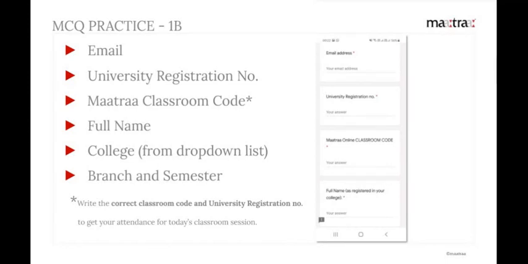Just to let you all know, you put in the wrong details, you'll not get attendance. If you're in the wrong batch, you'll not get attendance. You put in the wrong classroom code, you'll not get attendance. So please make sure that you're checking each and every piece of information you're putting in. From the drop-down list, choose your college, choose your branch, choose your semester, right? All the information once you have verified and is correct, at that point, click next. Once again, your classroom code is 08YF201.